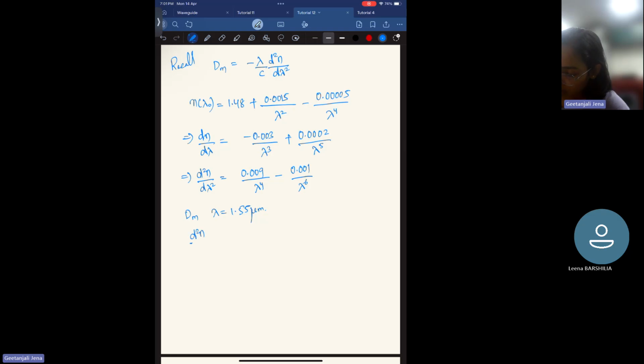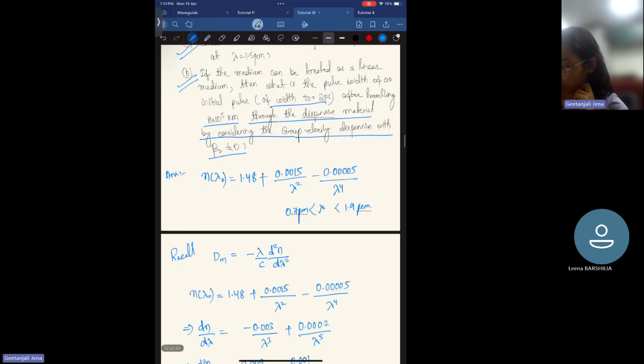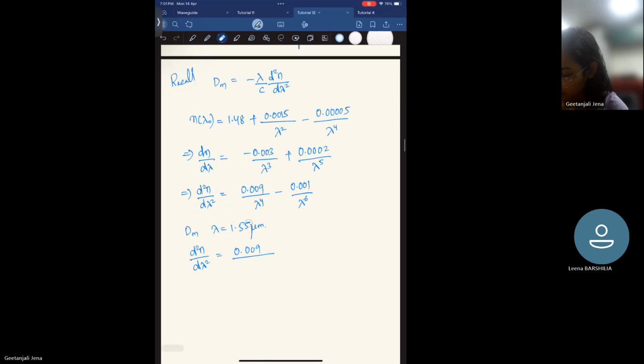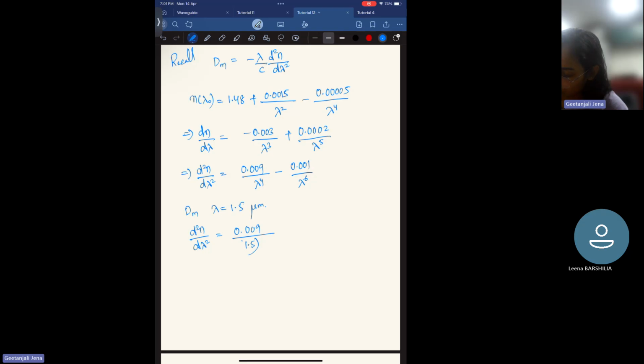So d square n over d lambda square now will be 0.009 times, it was given 1.5, I think. Yes, 1.5. 1.5 to the power 4 minus 0.001 times 1.5 to the power 6. So this will be 1.69 times 10 to the minus 3 per micrometer square units.